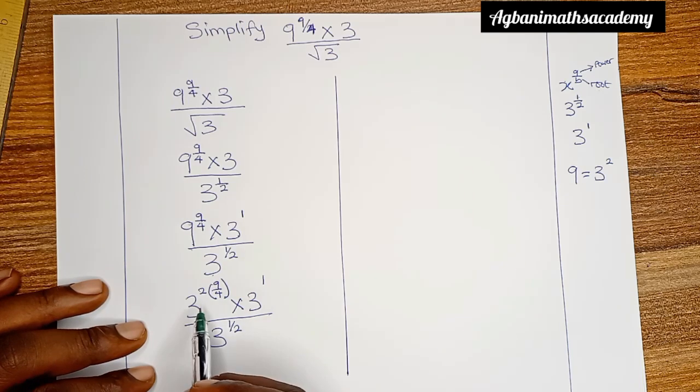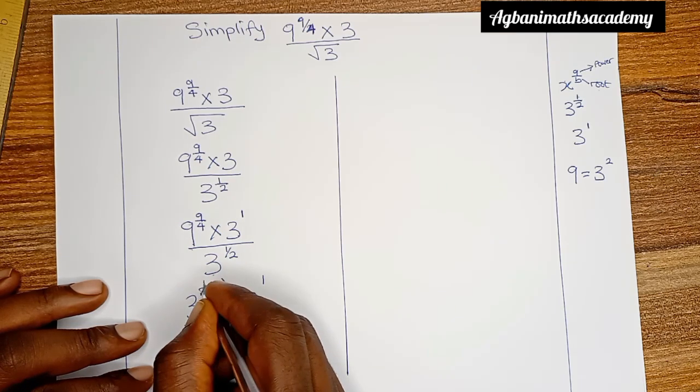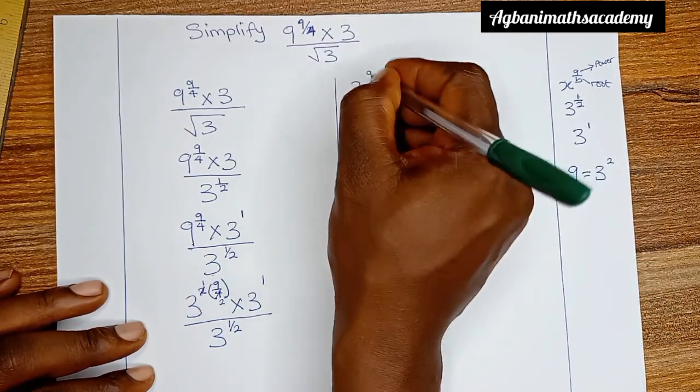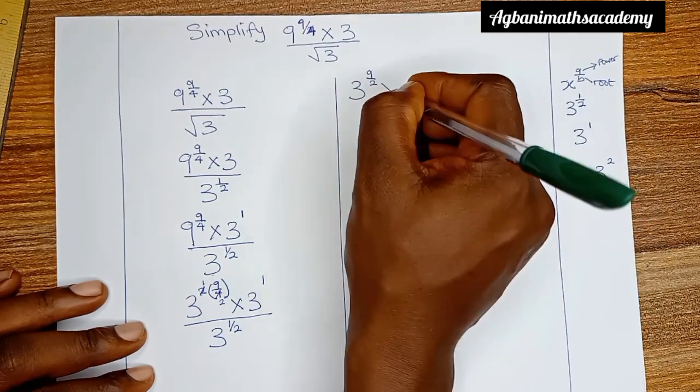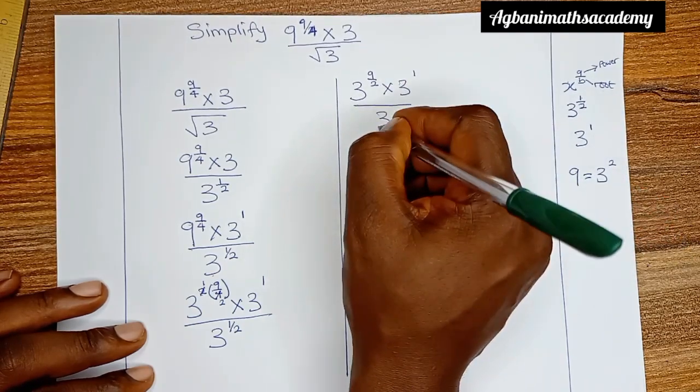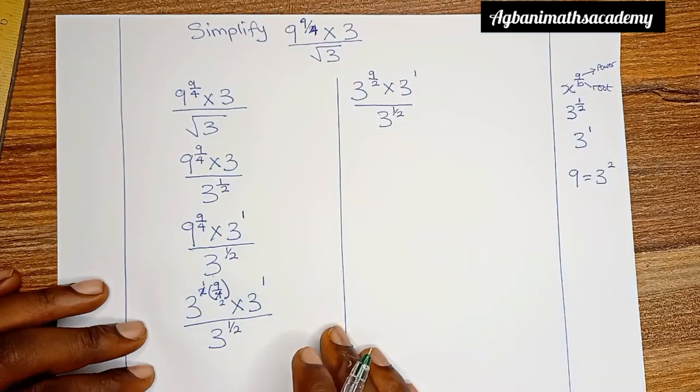Okay? So at this point, these 2 can multiply 9 all over 4. So 2 as a numerator can cancel out 4 as a denominator. So 2 here, 1, 2 here, 2. So we can have this as 3 raised to the power 9 all over 2 multiplied by 3 raised to the power 1 all over 3 raised to the power 1 all over 2.